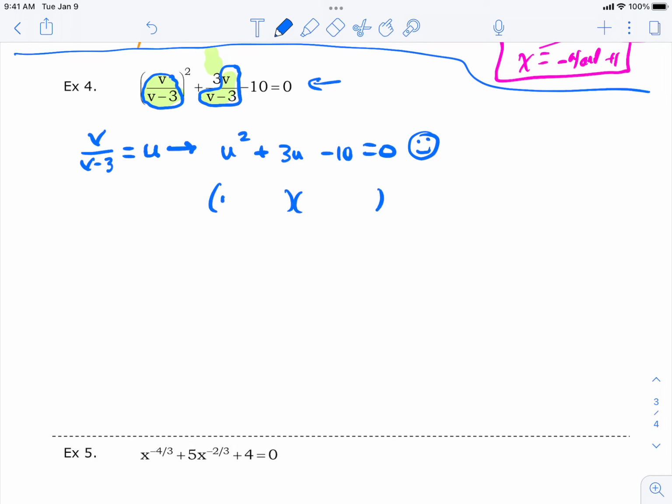Let's try to unfoil that thing. U squared is u times u. -10, I think I want to use a 5 and a 2. I think I want to use a +5 and a -2 to make sure I get a +3 in the middle.